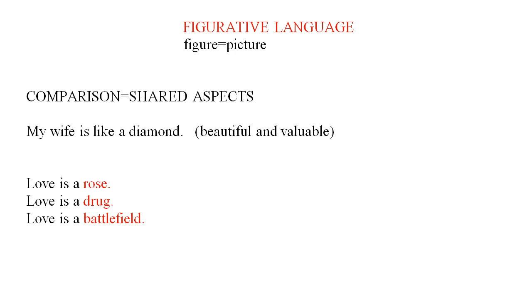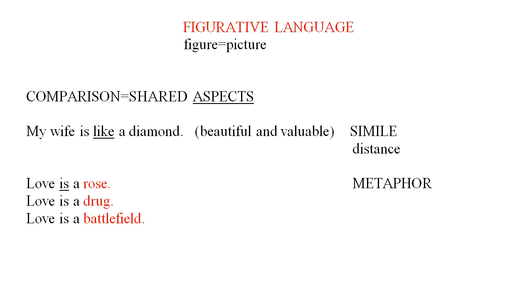Now finally, I want you to notice two forms of figurative language. You might have already noticed that my wife is like a diamond, but that love is a rose. This difference in form is the difference between simile and metaphor. A simile keeps some distance between its two subjects. I don't want you to believe that my wife is actually a shiny rock. I just want to show you the aspects that she and a diamond have in common.